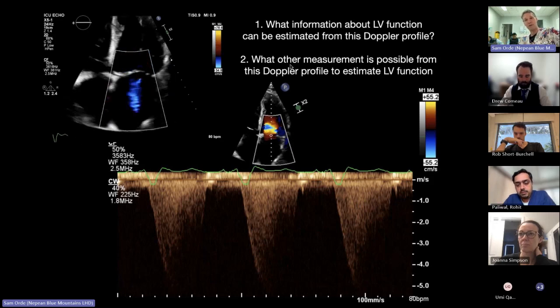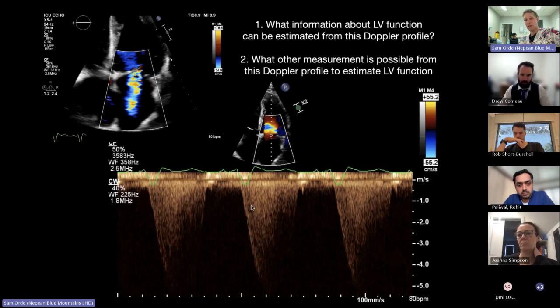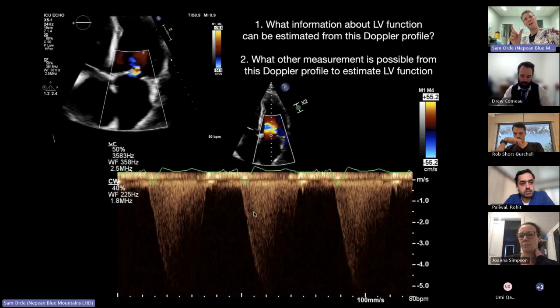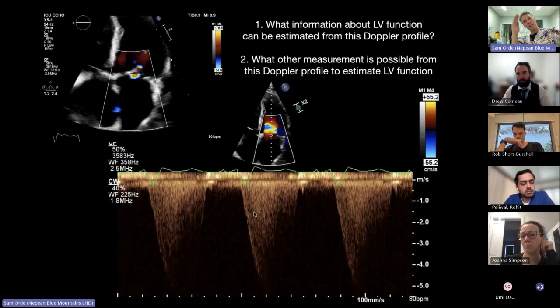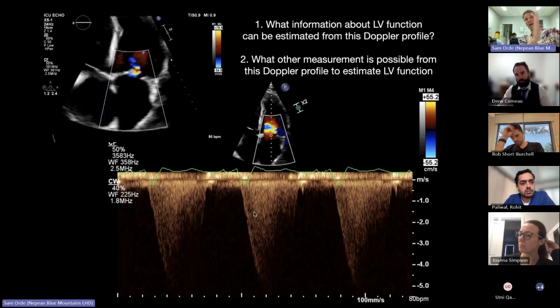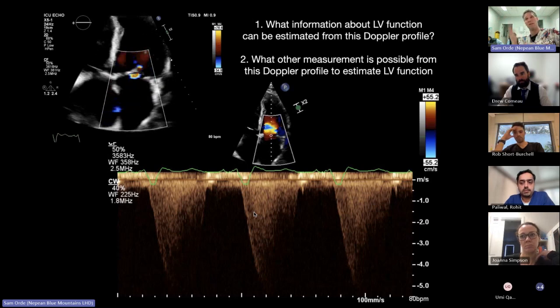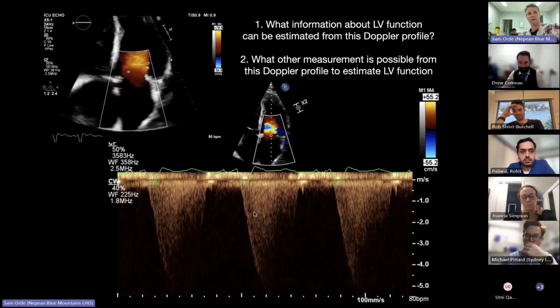Yeah. And then the next measurement you could make from this would be your dP/dt. The values that I've got are 800 and 1200. So 1200 and above is normal. 800 and below is severely abnormal. And in the middle, who the hell knows? It can be all over the shop.